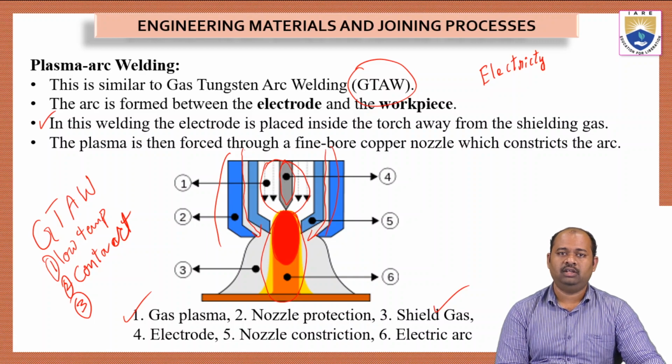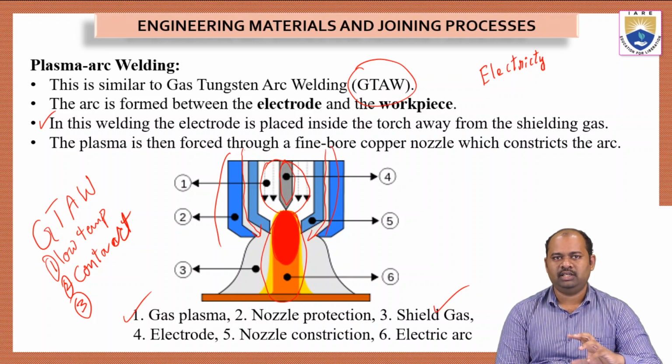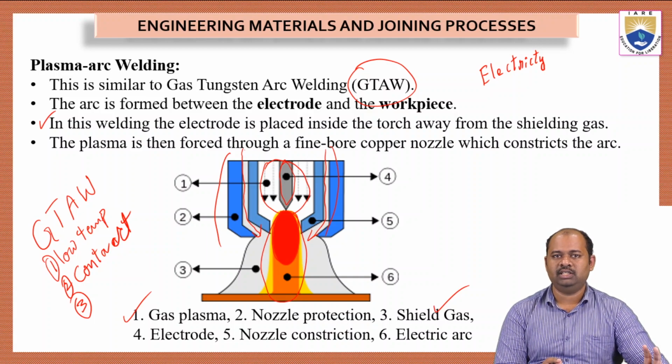we have formed plasma arc welding. So we are going to use some kind of plasma gas in order to produce arc. This arc is so hot that it can melt, and it can reach up to a temperature of 28,000 degrees centigrade.